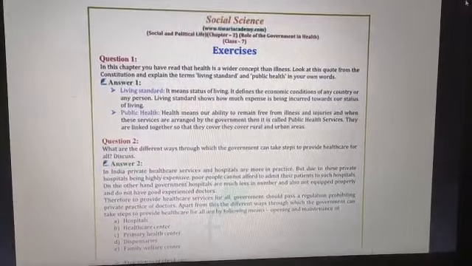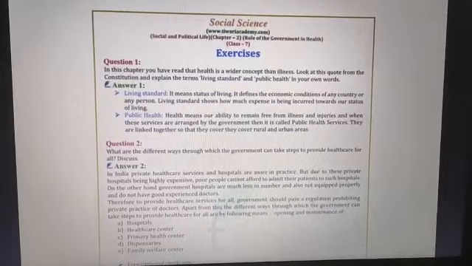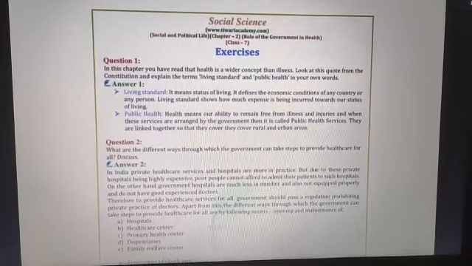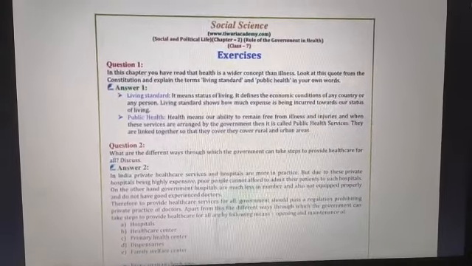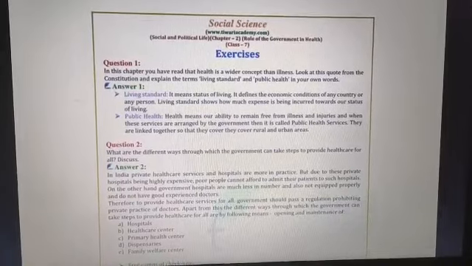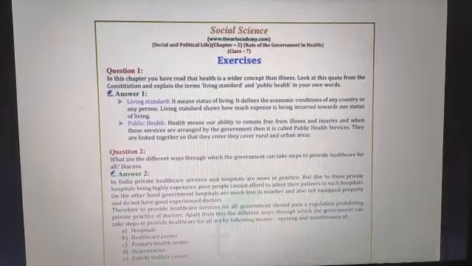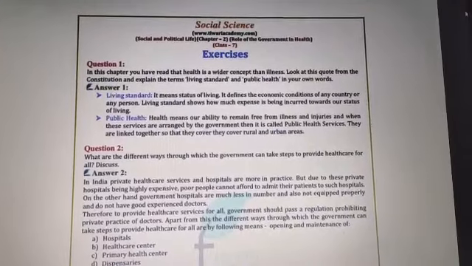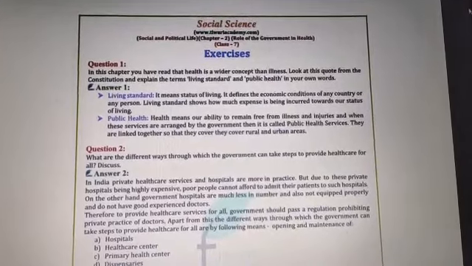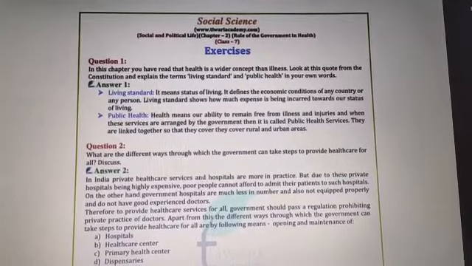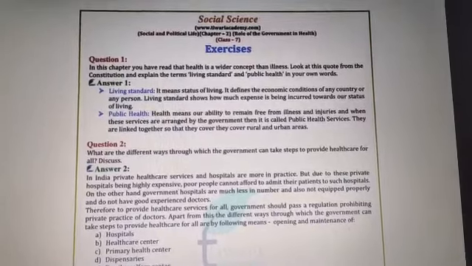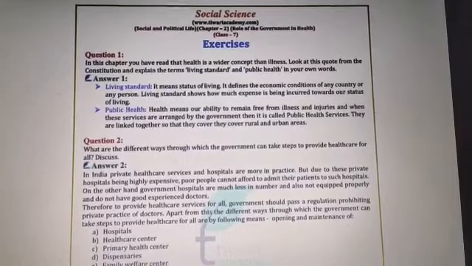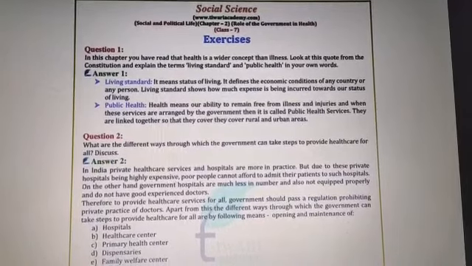So first of all, you must know the term living standard. Living standard means the status of living. Living standard means how we are spending our life. It means quality of housing, material comfort, wealth experienced by an individual or group. So living standard is of two types, that is high living standard and poor living standard.